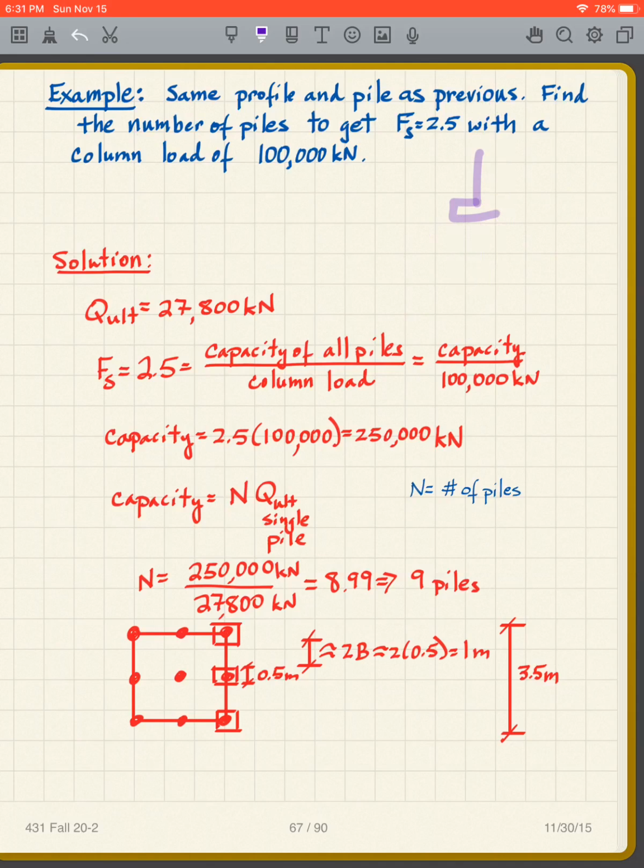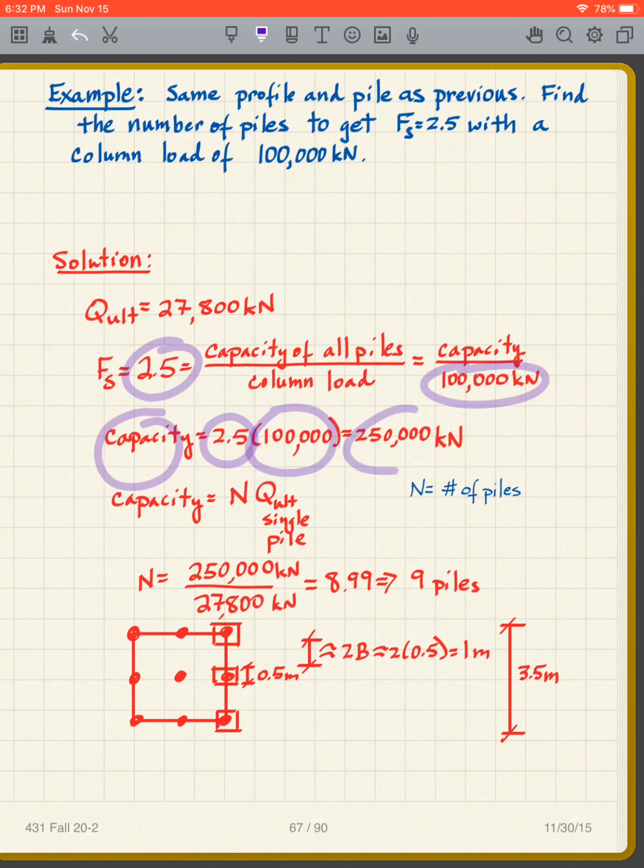We don't know, but we can figure it out in the sense that, well, for each pile we get 27,800 kilonewtons, and our factor of safety is going to be what? The capacity of all the piles divided by the column load. Well, we want to get the capacity of all the piles. So I'm solving for that capacity. And the capacity then is going to be the 100,000 times the 2.5. Gives me 250,000 kilonewtons.